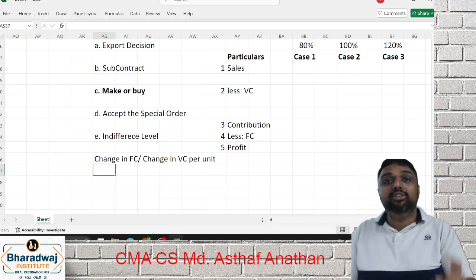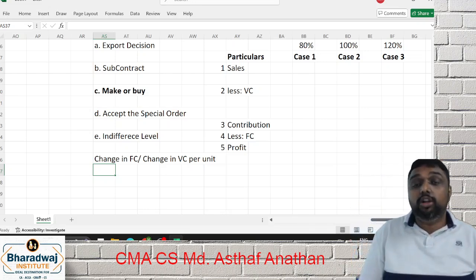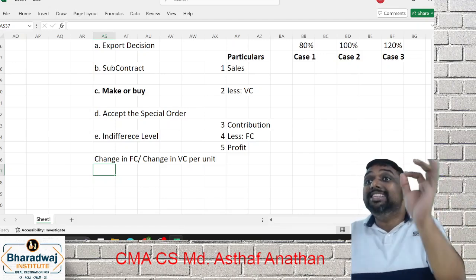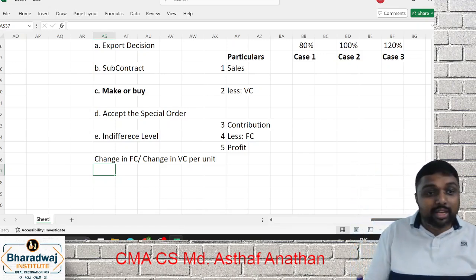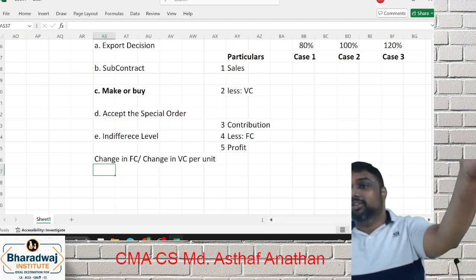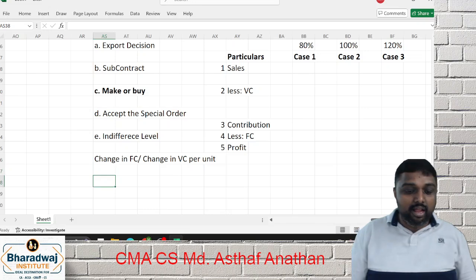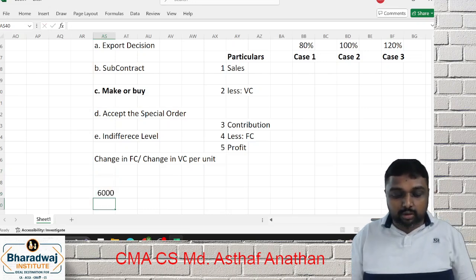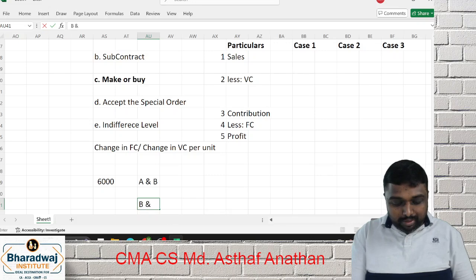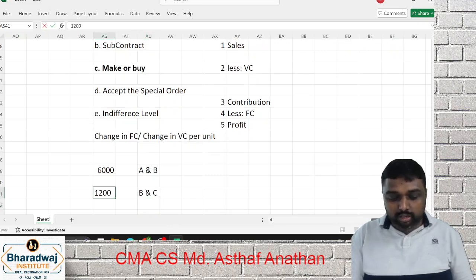Step one, you have to select two items. Which two will you take? There is a condition: you have to select the two least fixed cost items. Then identify the next least fixed cost item accordingly. Suppose in the first case you get 6,000 between A and B. Next you go for B and C, which gives 12,000.